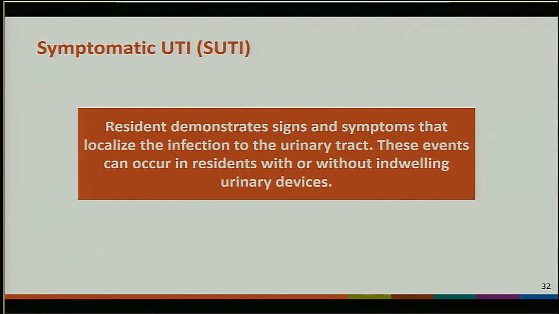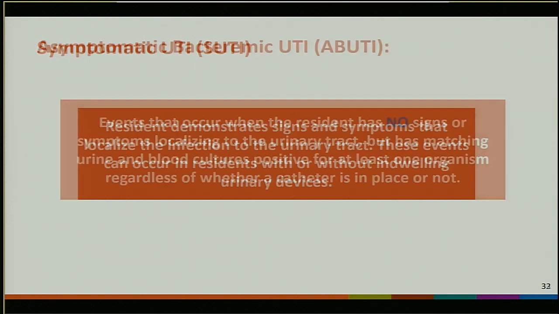So again, both of these will include your residents with and without an indwelling urinary device. So let's talk about the symptomatic UTI first. So this is your resident who demonstrates signs and symptoms that localize that infection to that urinary tract. These events, again, can occur with your residents with or without indwelling devices or other types of devices.